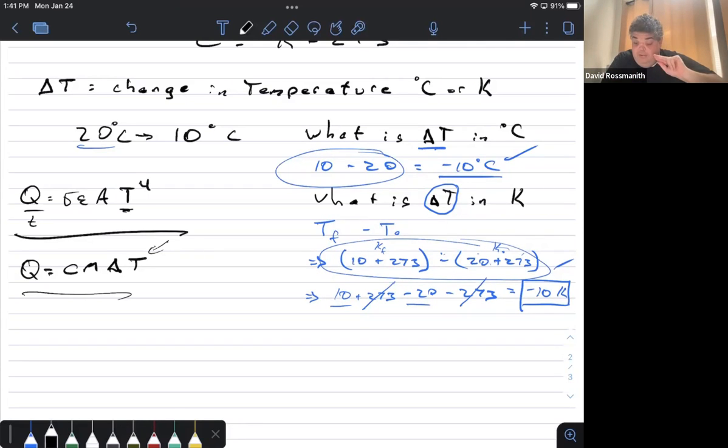Okay, so that's the difference. One type of equation has T, the other one has delta T. T, you have to convert because there's a big difference between 20 degrees Celsius and 293 Kelvin. Those two big different numbers. But delta T, it didn't matter. They're both the same number. Okay. Any other questions about this?